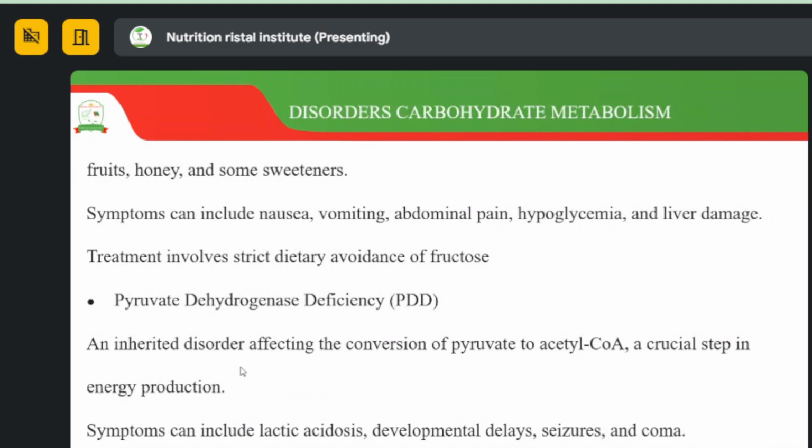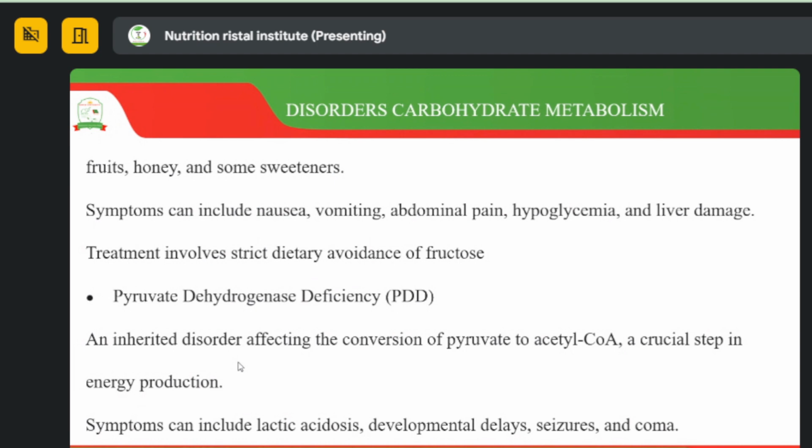And the symptoms here can include nausea, vomiting, abdominal pain, hypoglycemia, and liver damage. So when you have these issues, it damages your liver, you have hypoglycemia, low blood sugar levels, you have abdominal pain, you have a lot of challenges. So that was that for fructose. And treatment here involves strict dietary avoidance of fructose. Avoid fructose at all cost.